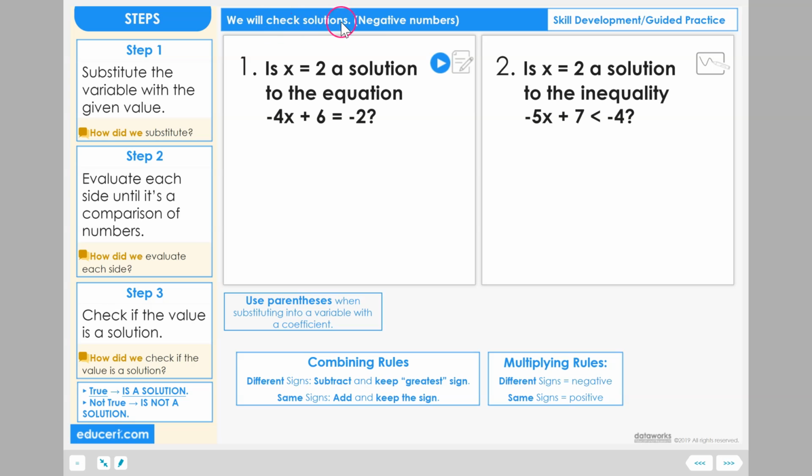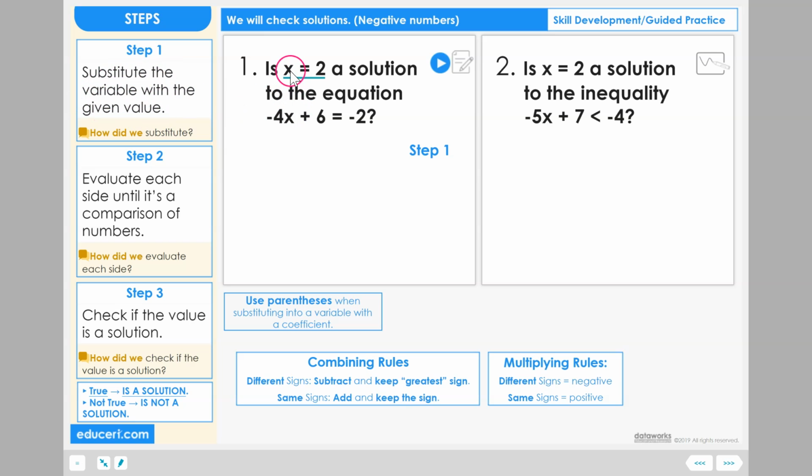Let's check solutions using our negative number operations. Number 1. Is x equals 2 a solution to the equation negative 4x plus 6 equals negative 2? Step 1. Substitute the variable with the given value.